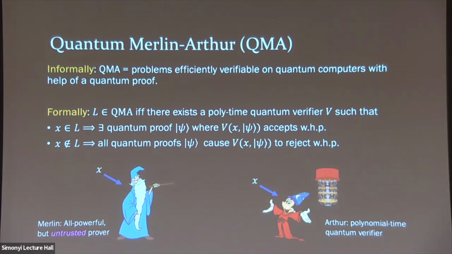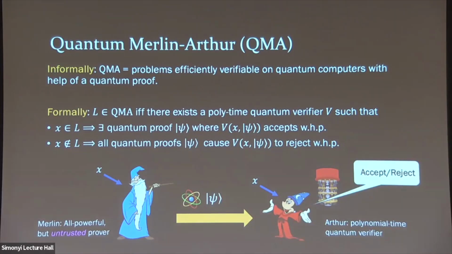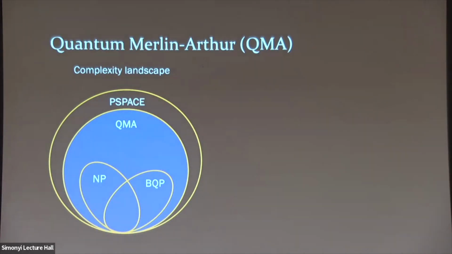Okay. So here's just a picture. Both Merlin and Arthur get the instance X. Merlin will provide a quantum state to Arthur, who uses his quantum computer to decide whether to accept or reject. So this is quantum Merlin-Arthur. It's a very natural generalization of NP.